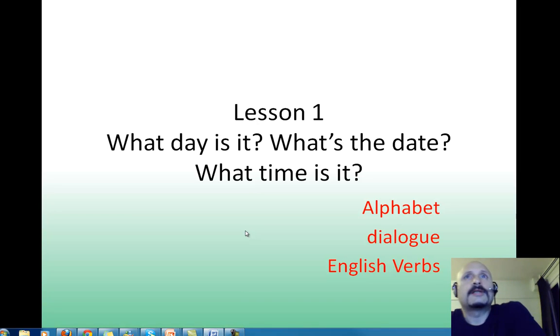This is General Lesson 1. We'll start with the general questions. What day is it? What's the date? What time is it? Then we'll move on to the alphabet, a short dialogue, and English verbs, an introduction to English verbs, specifically how English verbs work with their auxiliaries, with the helping verbs.